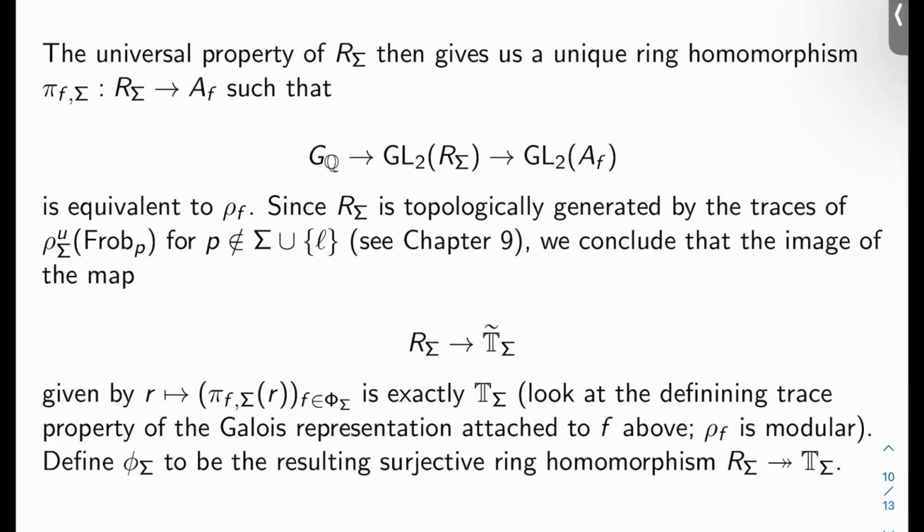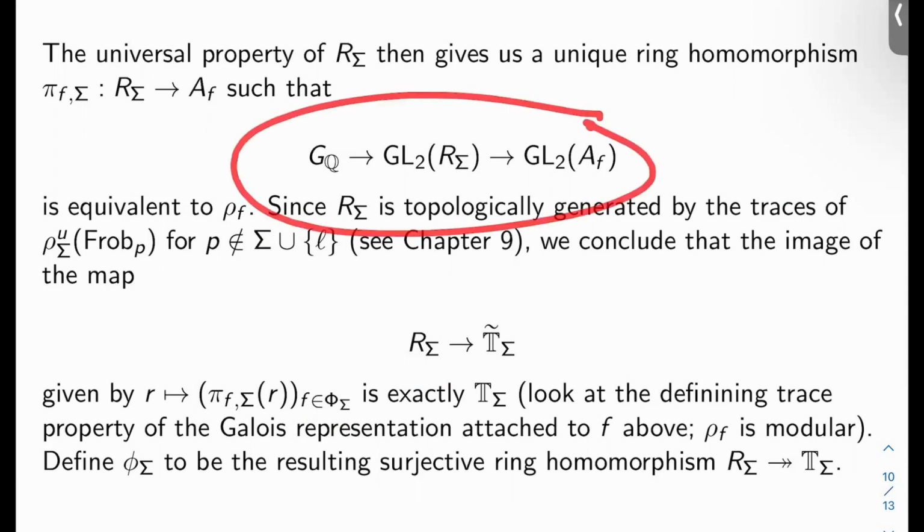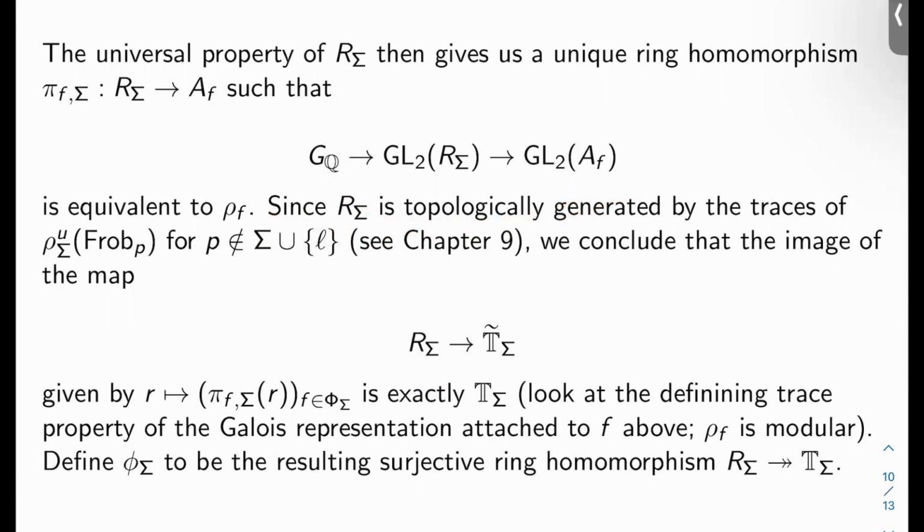If you just go back, remember this is modular. This is rho sub F, it's isomorphic to rho sub F, and the defining trace property of the Galois representation attached to this F is that the trace of Frobenius is equal to a sub p of F. But the a sub p of F's running over F in phi sigma are exactly the T_p's, which generate this Hecke algebra. That's why the image of this map is T sub sigma. And so that gives me now a surjective ring homomorphism, R sigma to T sigma.